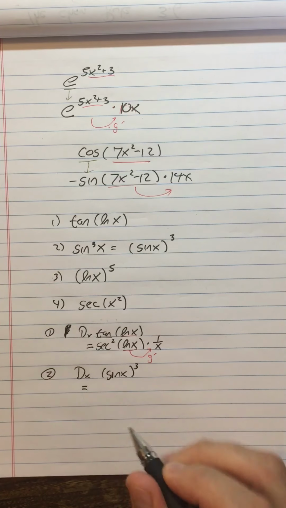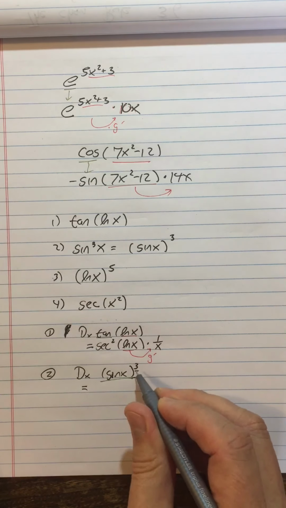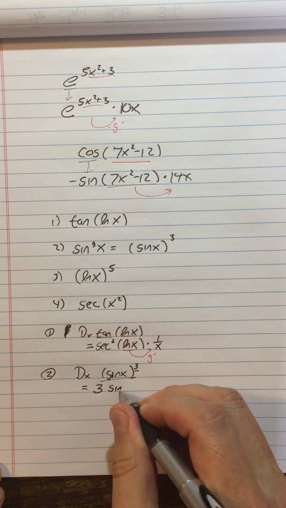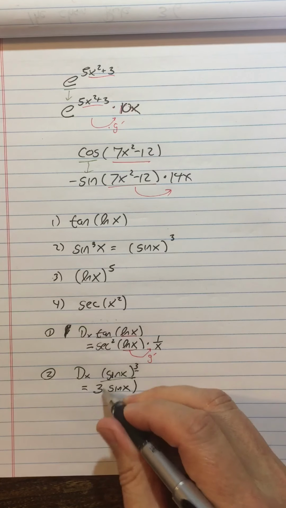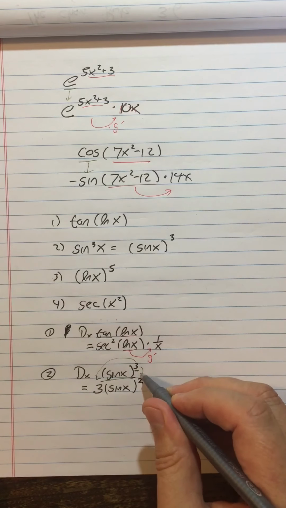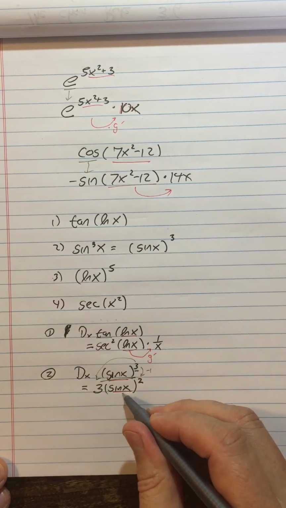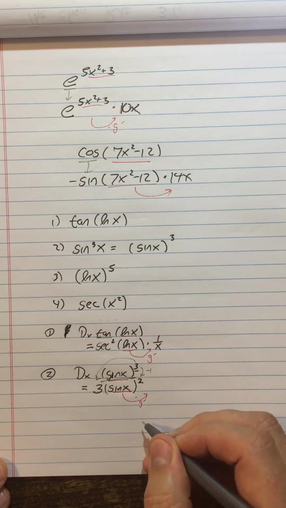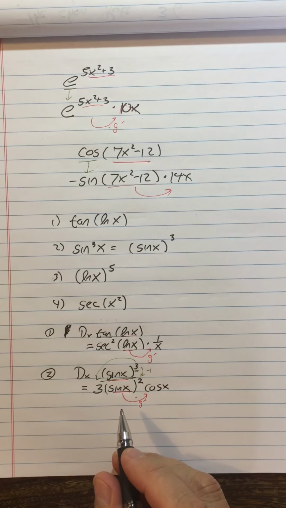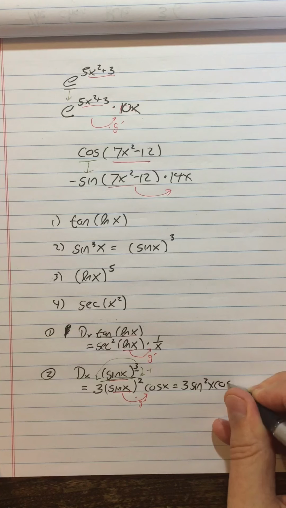All right, so what's the outside function here? The outside function is the power. So I'm going to apply the power rule by multiplying the 3 out front, keeping the inside function the same, and dropping this power by 1. So that's applying the power rule to the outside function, bringing the exponent out, dropping it by 1. But meanwhile, I'm keeping the inside function the same. And then I'm going to multiply it by the derivative of the inside function, which is cosine, so times cosine x. So that's 3 sine of x squared cosine x. Or most people would at least write that as 3 sine squared x cosine x.